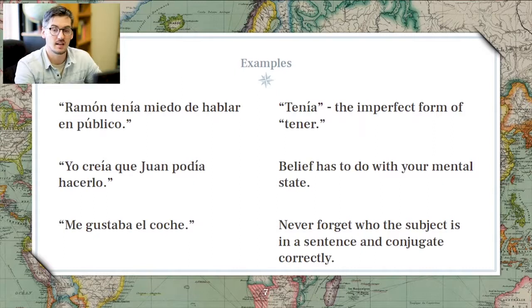Me gustaba is I liked or I used to like. And make sure that when you conjugate things in Spanish, you always remember who the subject is, because it's not always the same as in English. I liked, I'm the subject. However, in this case, it was pleasing to me. Whatever the third person object is, that's the subject when you use the verb gustar. And then me is the indirect object. So make sure that you conjugate correctly, because you shouldn't say the first person singular imperfect form, the yo form of gustar. You should use the third person singular because you're not the subject. The item that you are liking is actually the one that's pleasing you, so it's the subject.